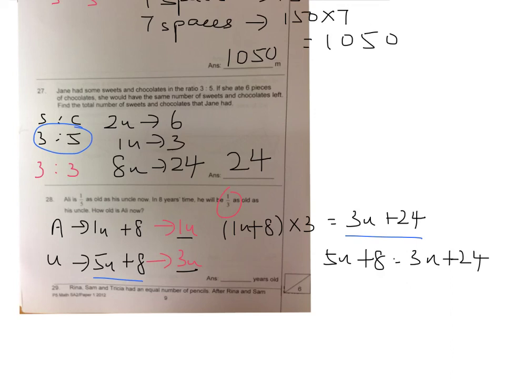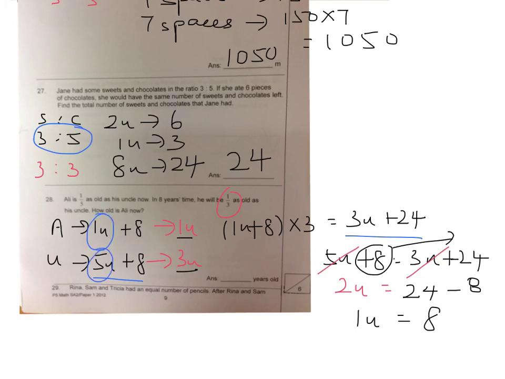So I take away 3 units, I take away 3 units, I'll be left with 2 units. Positive 8, I bring over the equal sign, it will become minus, so that will be 24 minus 8. So 2 units, 24 minus 8 will be 16. 16 divided by 2, that will be 8. So how old is Ali now? Ali currently is this. So the answer is 8. Question 28, answer is 8.